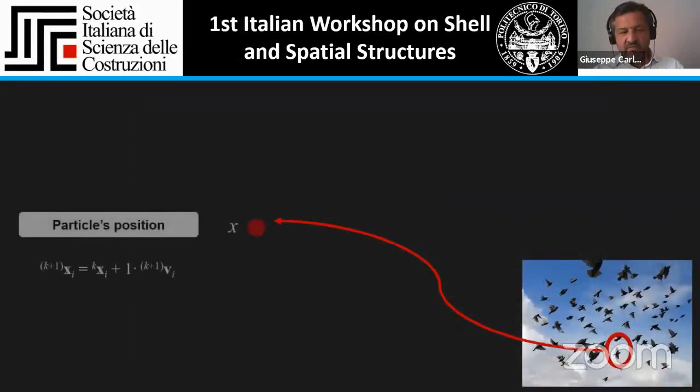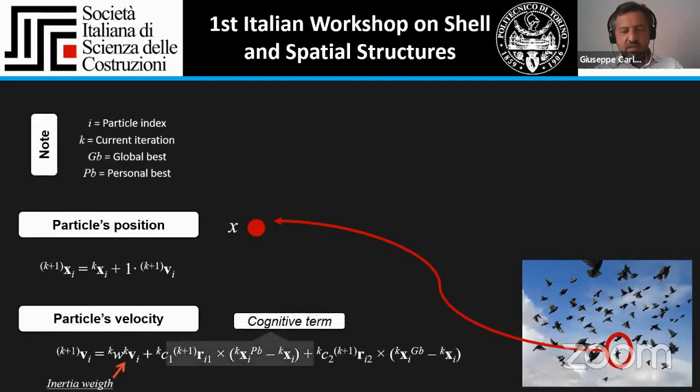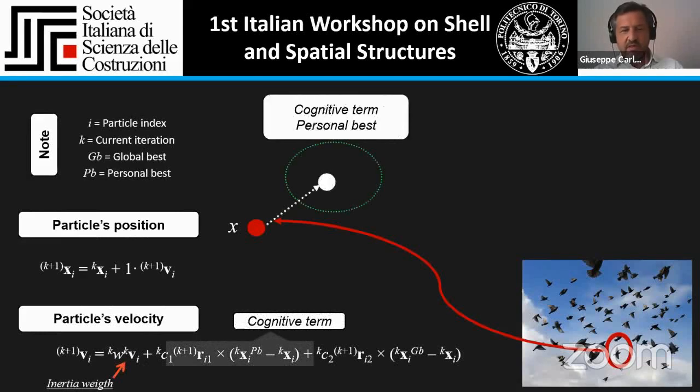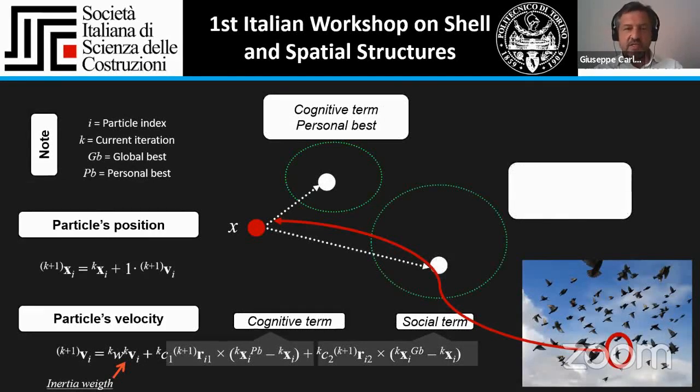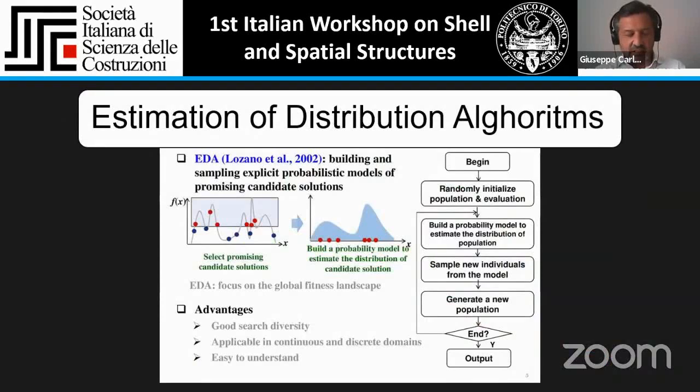So, very briefly, each element of this group of birds starts from a position, and this position is updated by taking into account two different aspects, one cognitive term and one social term. The cognitive term is related to the personal experience, and the other is related to the global capacity of the entire population to have some better information. They are mixed together to give a new position of the point, and this is updated step by step.